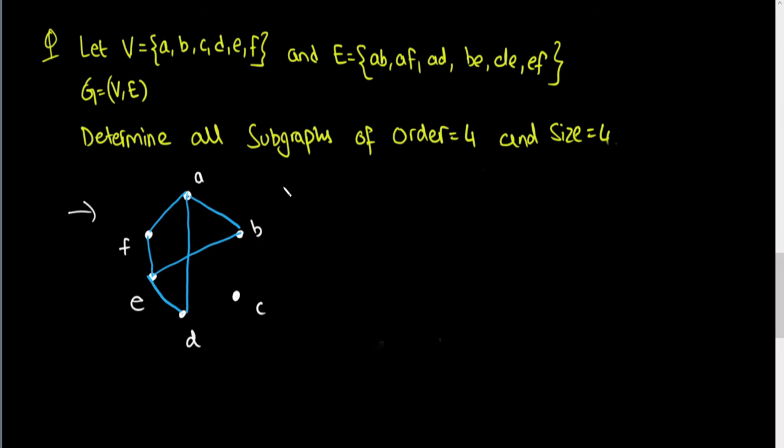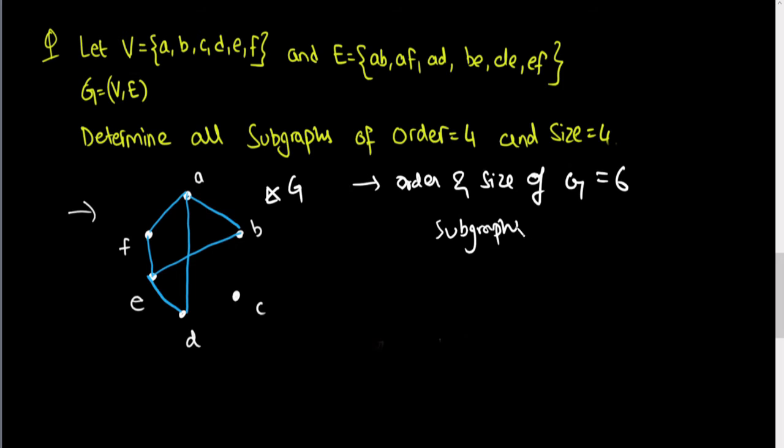So this is a graph G given here. Now observe carefully that order and size of G right now is 6, both of them, right? So our objective is to lower them down to 4 and 4, all right? So let's approach this by classifying our subgraphs first of all.